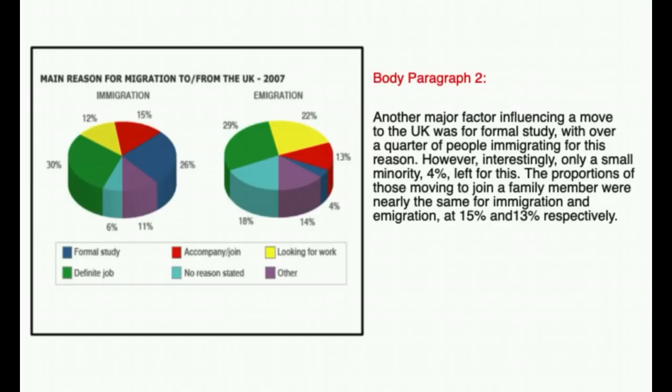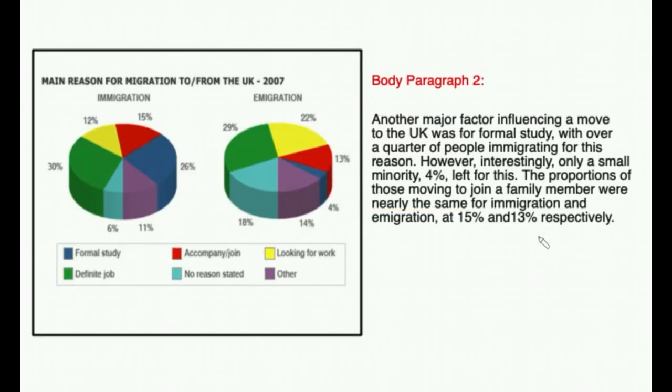Next to be discussed is accompanying or joining families. The proportions of those moving to join a family member were nearly the same for immigration and emigration at 15 and 13% respectively. So you can see the comparison here. Were nearly the same.